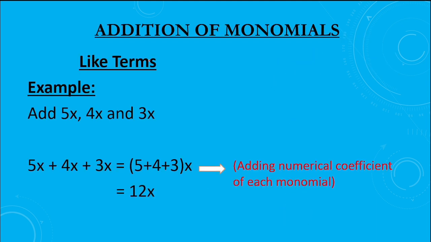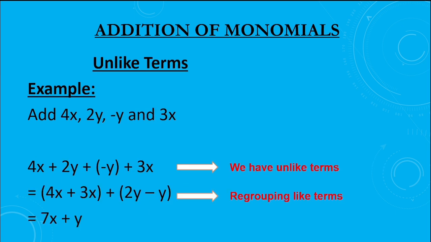Then addition of monomials. So how to add the monomials? One example is add 5x, 4x and 3x. So first write down the terms with the addition sign. Then we add the coefficients, that is (5 plus 4 plus 3) with bracket x. So 12x. This is the addition of monomials.